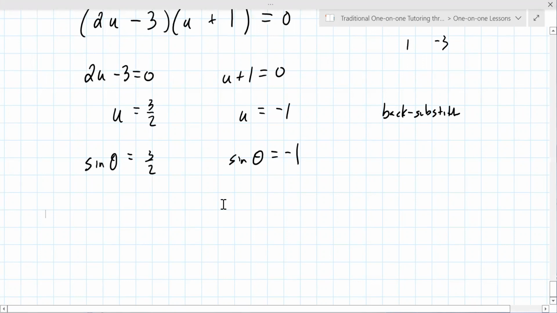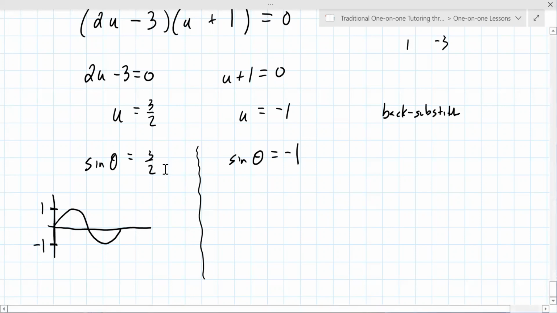Okay, we're going to look at the equation on the left here. If you recall the graph of sine, it starts at the origin, goes up, comes down, goes down, and comes up, but it's bounded between 1 and -1. Where's 3/2 on this graph? It's above 1. So do these ever intersect? No. So this one has no solution.